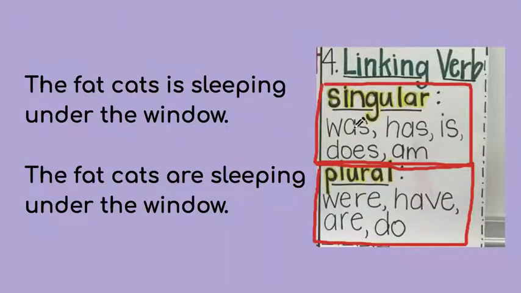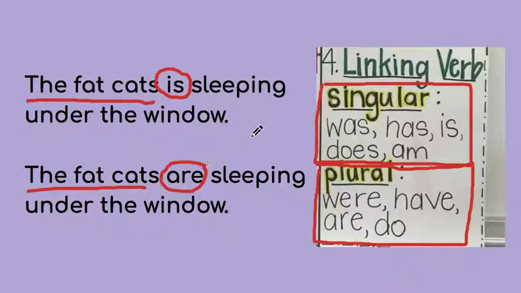So let's go ahead and read our sentences. The fat cat is sleeping under the window. The fat cats are sleeping under the window. Well, I can tell you which one sounds right, but I definitely want to make sure it follows our rule. So I need to start off by figuring out what my subject is. The subject in both of these sentences would be the fat cats. Wonderful. Now, we're looking at our linking verbs. The linking verb in this sentence is is, and the linking verb in this sentence is are.